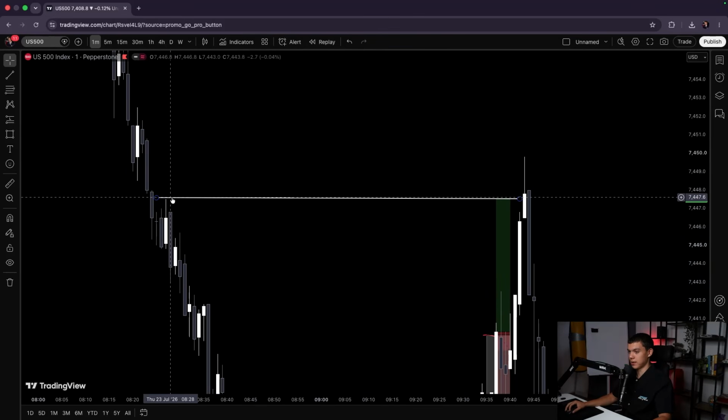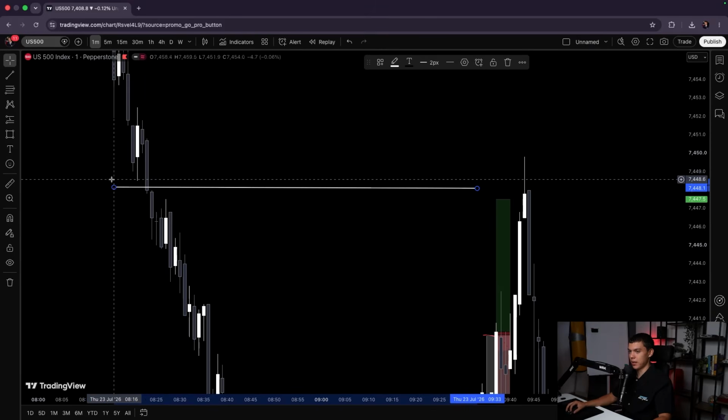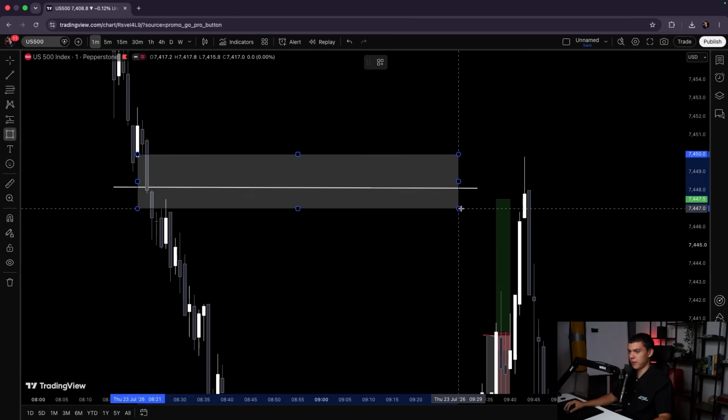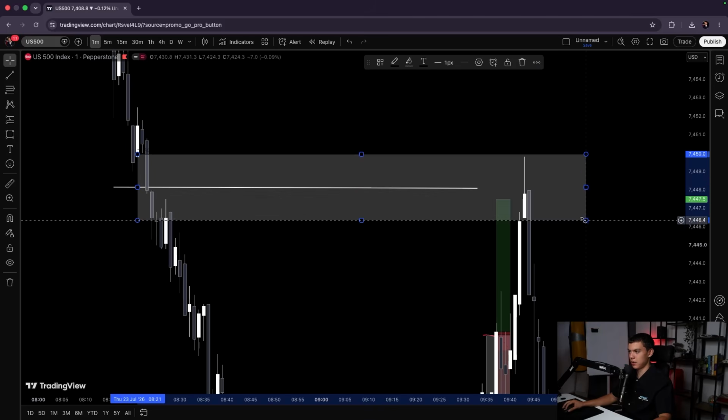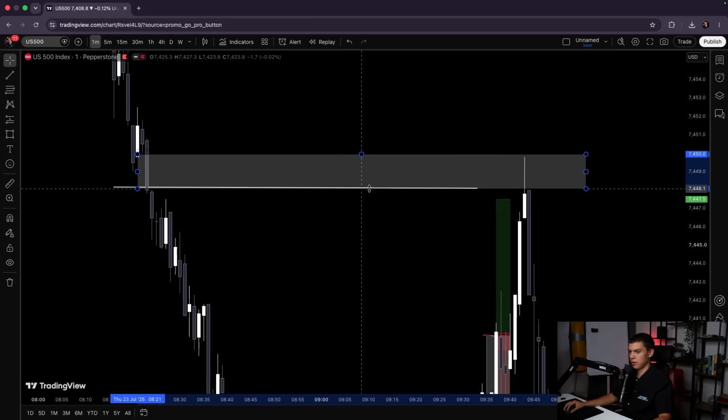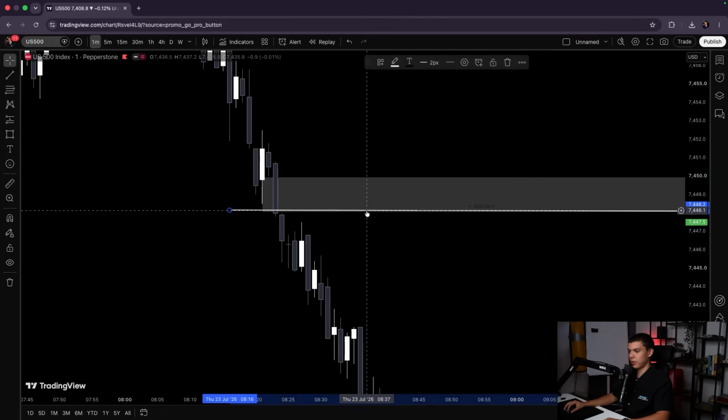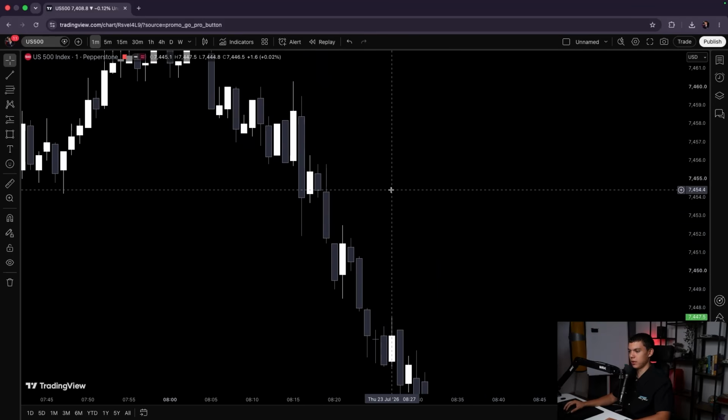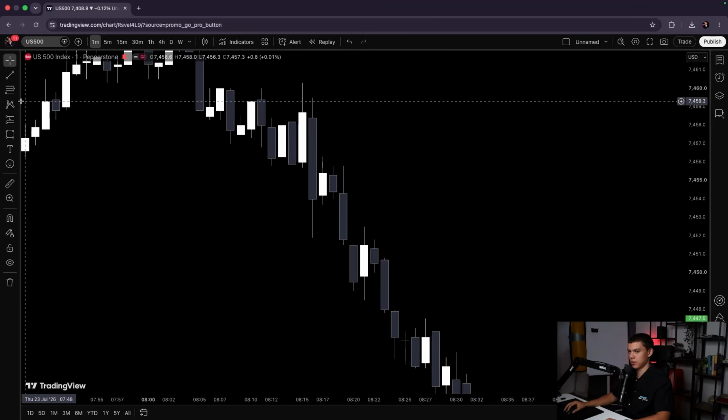So we want to target these highs, or you could also target this gap right here. Essentially, this is a fair value gap, so you could target that as well. Okay, so you get the point. Now, how do we follow the downtrend? Quite simple. It's quite the same thing, but to the downside.